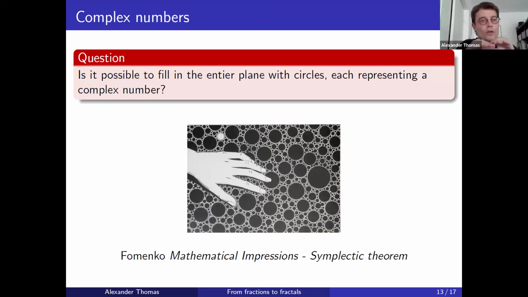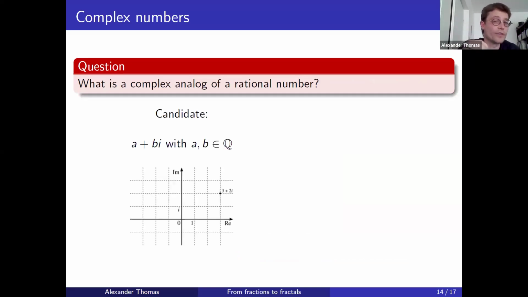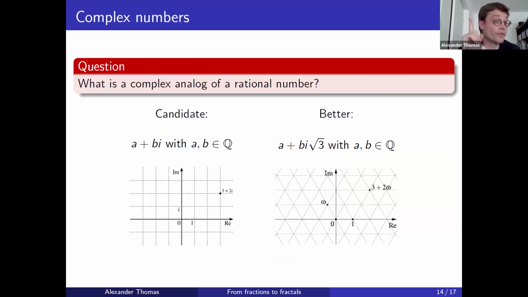So on the real line, we had all these rational numbers. So you might ask, okay, what's outside? What is a complex analog of a rational number? Well, an easy guess would be just a plus bi with a and b rational. It turns out that there is actually a better choice, which is a plus bi square root of 3.